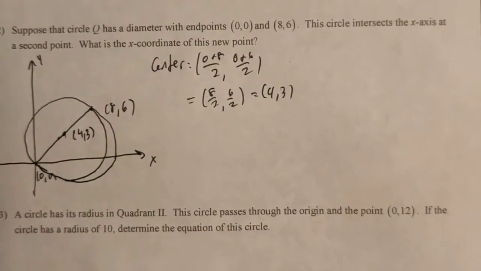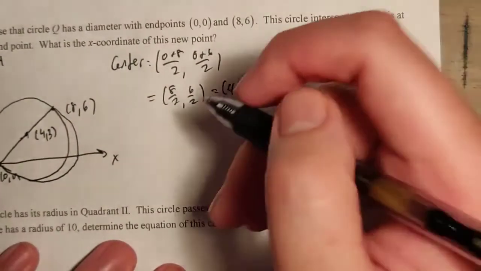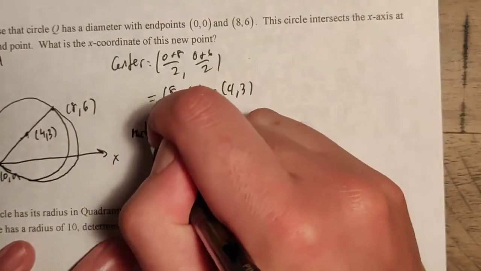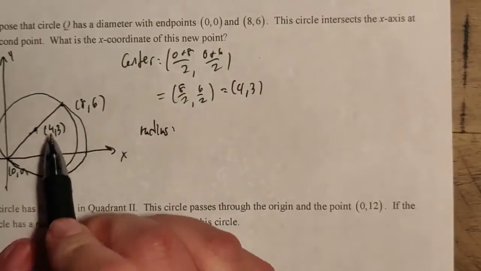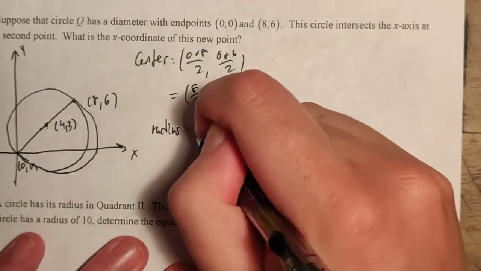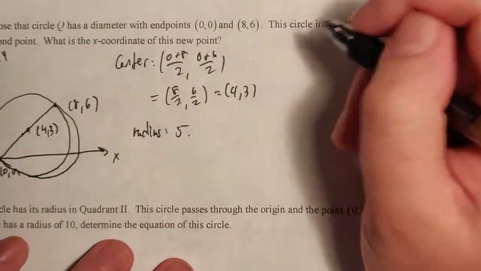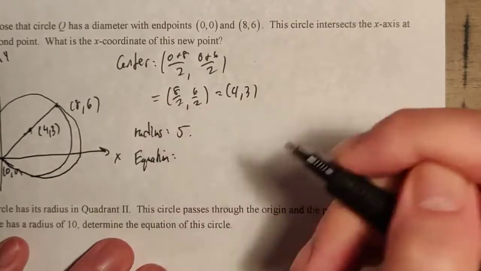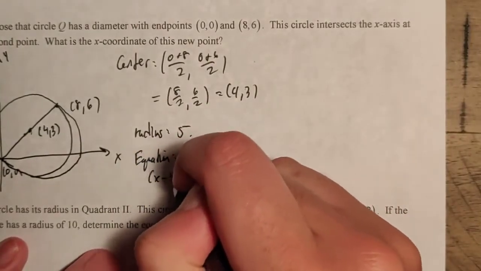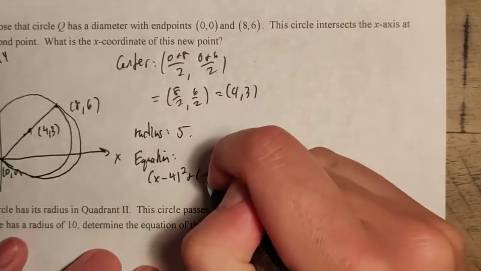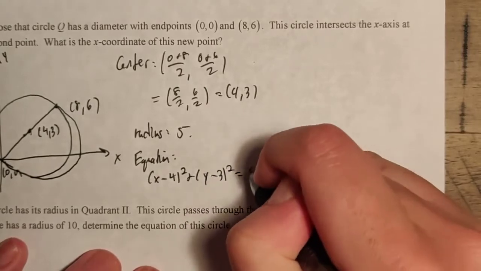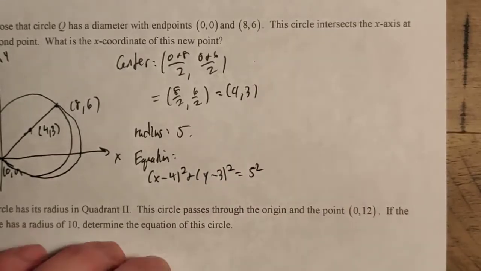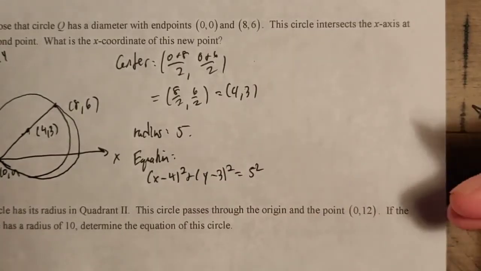Now we know the center, and we can very easily calculate the radius. This is a 3, 4, 5 triangle, so the radius is going to be 5. That means the equation of the circle in this case is just going to be (x minus 4) squared plus (y minus 3) squared equals 5 squared, or 25. Okay, so now we know that's the case here.